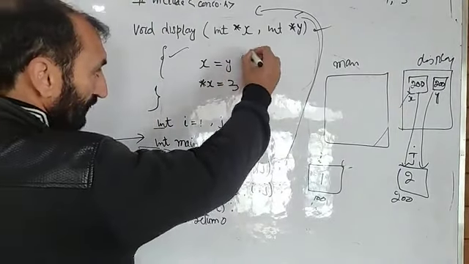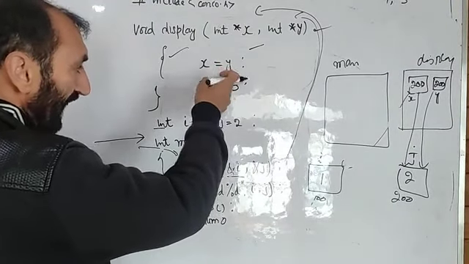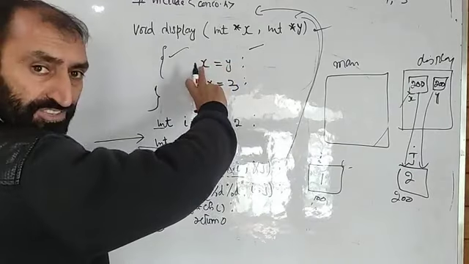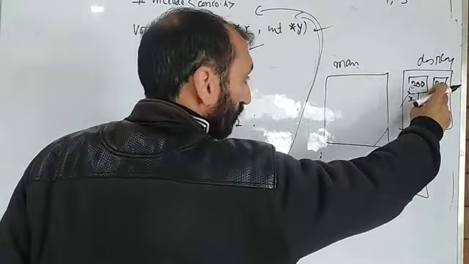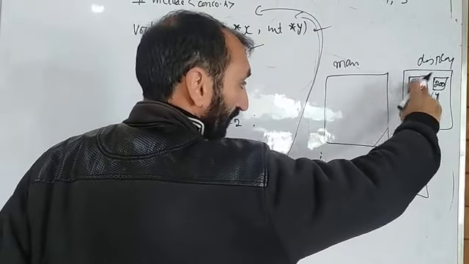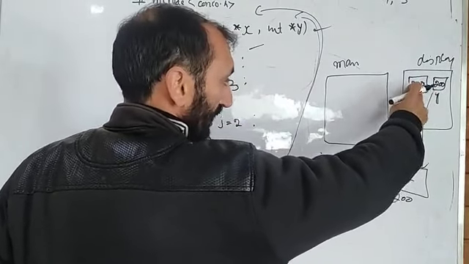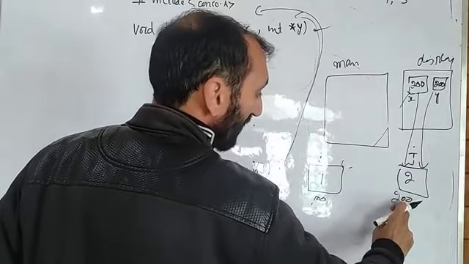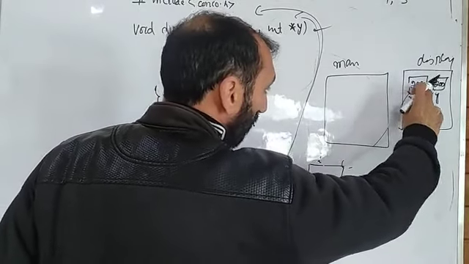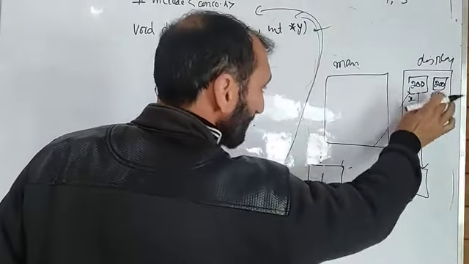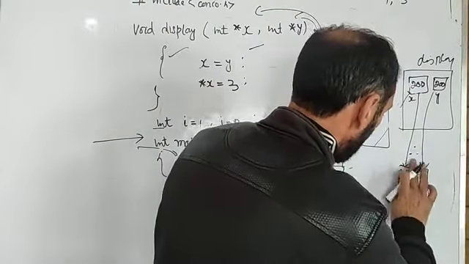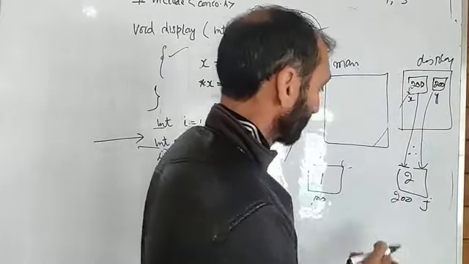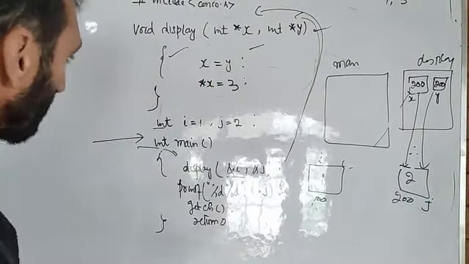With this assignment, the value of y has been assigned to x. What was the value of y? 200. That is going to be assigned to x. It was 100, so that is erased, and now it is 200. And 200 is the address of j. That means at this moment, both x and y point to this j.